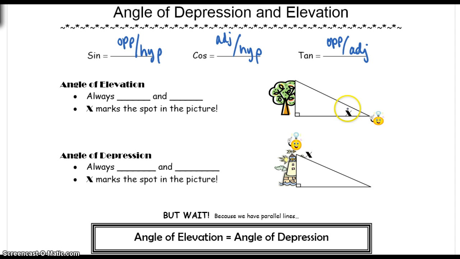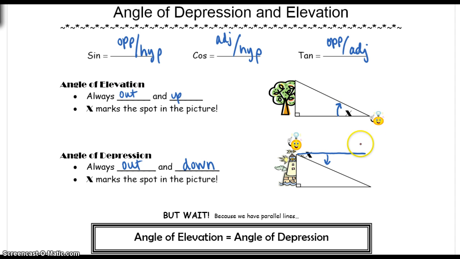So in our picture here, the angle of elevation is always out and up. Okay, out and up. Jot that down. So you'll notice that here, X marks our spot, right? Out and up. So let's look at angle of depression though. This one's different. This one's going to be out and down. So out and down. But I want to show you something special here.